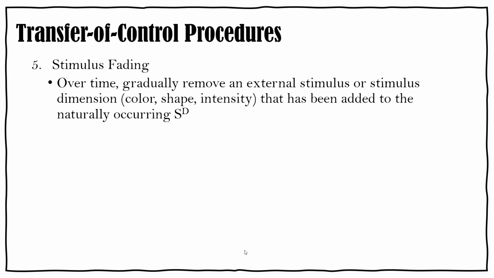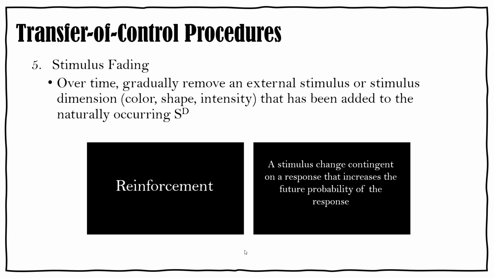The fifth strategy is what we call stimulus fading. So over time, you're going to either remove that external stimulus or decrease that stimulus dimension. So if you made the color green really intense to teach the color green, you would fade that out to a normal color. We talked about that position prompt where you put the stimulus really close to the kid. You would gradually bring it back to where it's in line with the other stimuli.